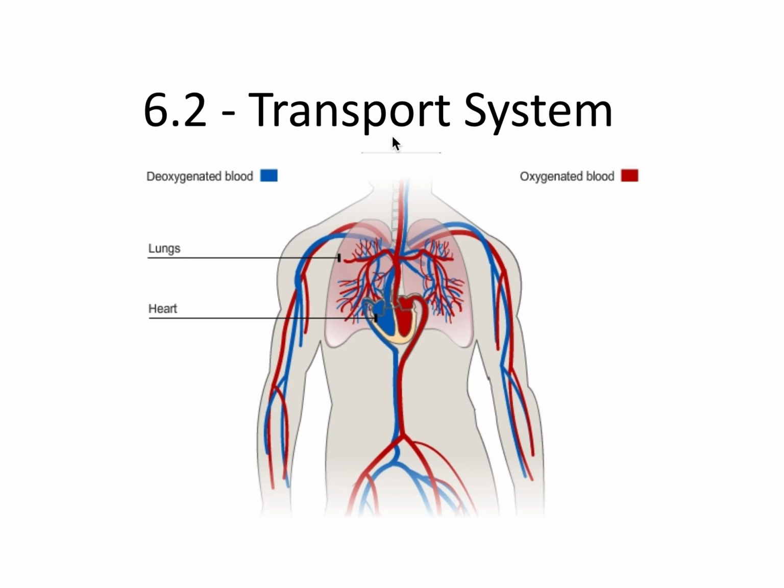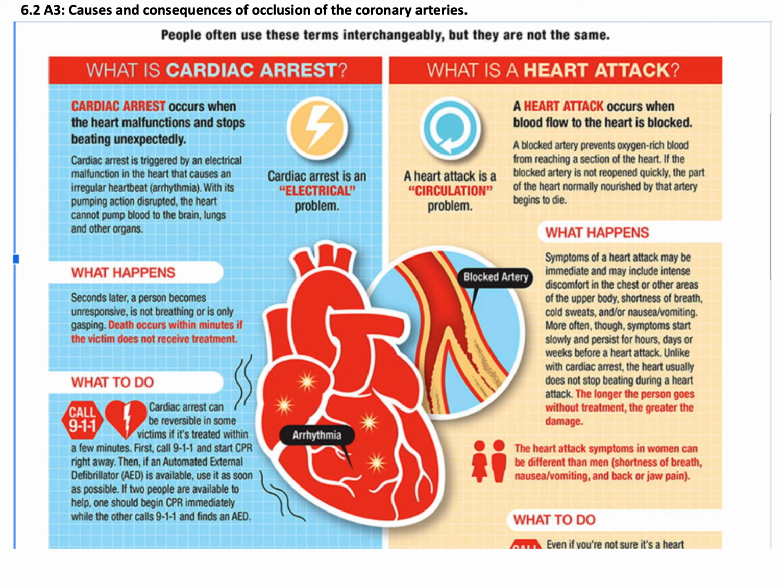So 6.2 is called the transport system. It's also called the blood system or the circulatory system. So if you see those names, realize we're talking about the same thing. We're going to be focusing on the benefits from the transport system and how it works.